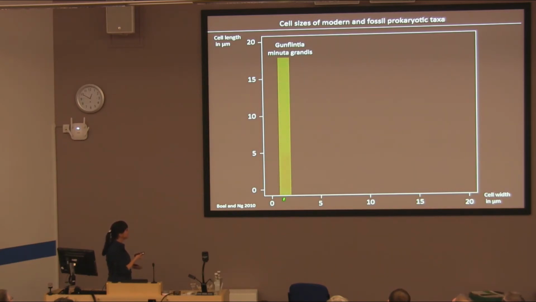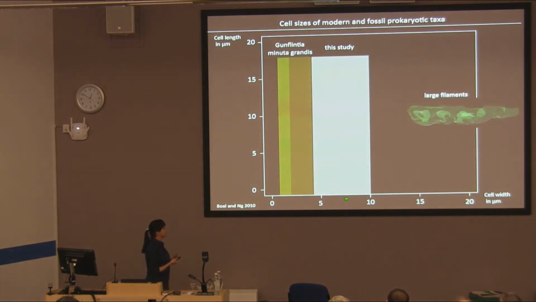For Gunflintia minuta, a study by Knoll and Barghoorn described those as fossils below 2 micrometers in cell diameter. Here we have cell length, which is not shown for the fossils, and cell width. Because cells are rarely preserved within the filaments, we only look at diameter. So for Gunflintia minuta, this would be below 2 micrometers. For Gunflintia grandis, diameters are 2 to 4 micrometers. And in our study, we found that the larger filaments could be up to 10 micrometers in size.